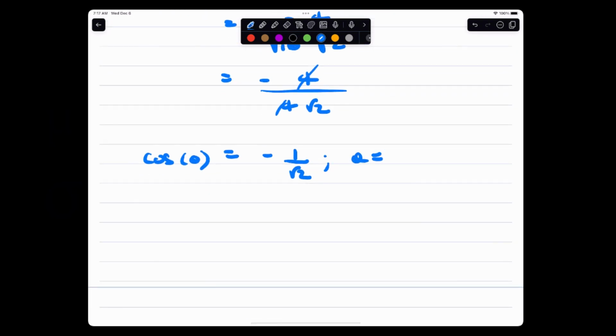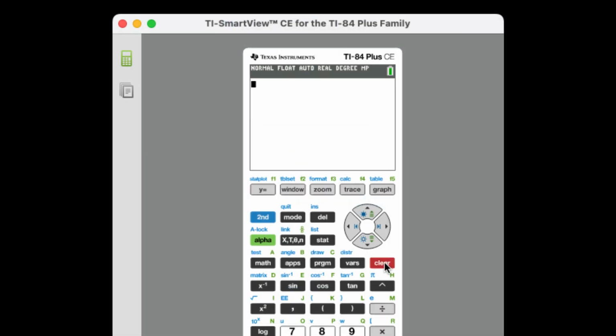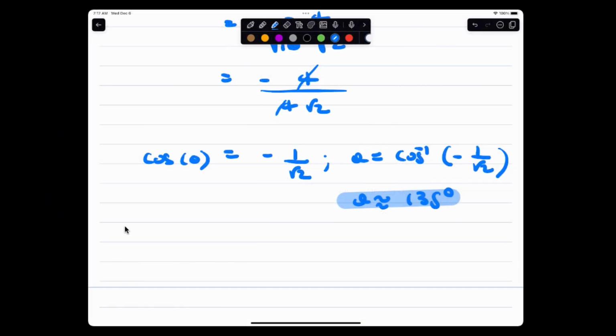And what that means then is theta will be that inverse cosine of negative 1 over the square root of 2. All right, so let's go to the TI. And you say second inverse cosine, negative 1 divided by square root of 2. And what's this angle? That's 135 what? Degrees. Is that true? Okay, well, let's take a look at this.